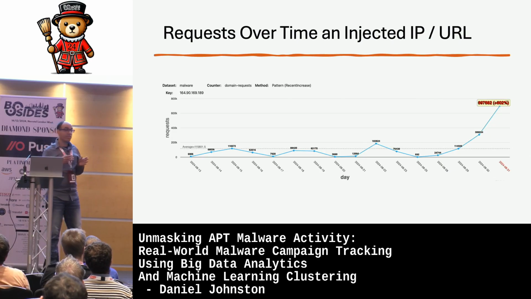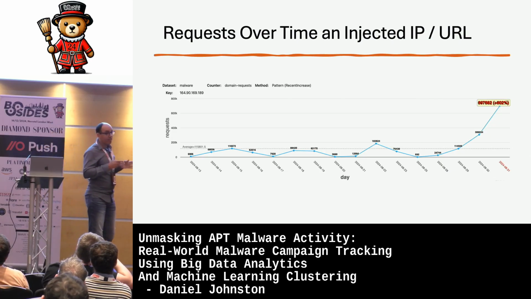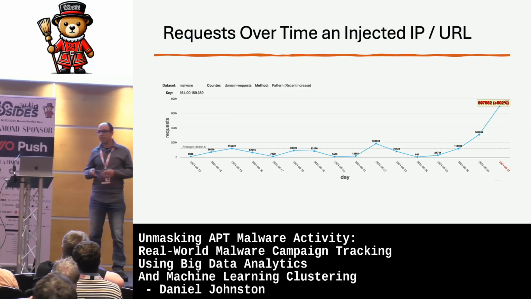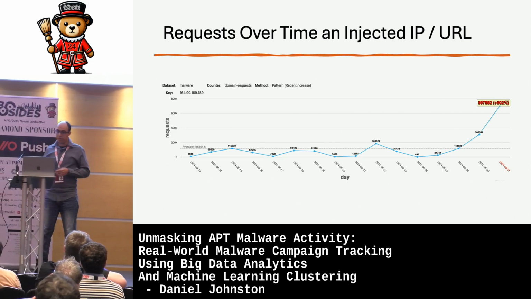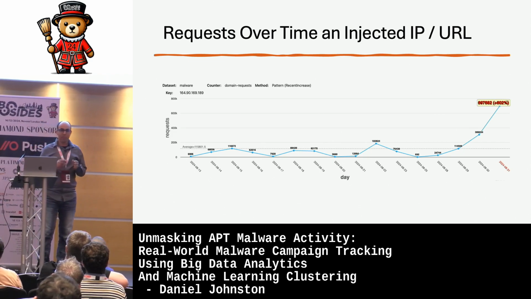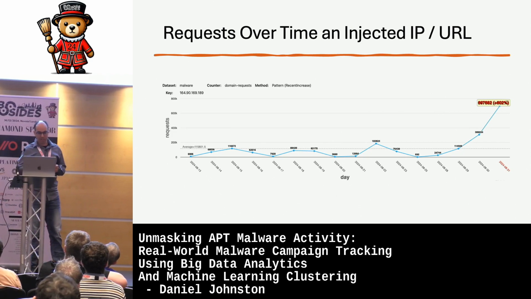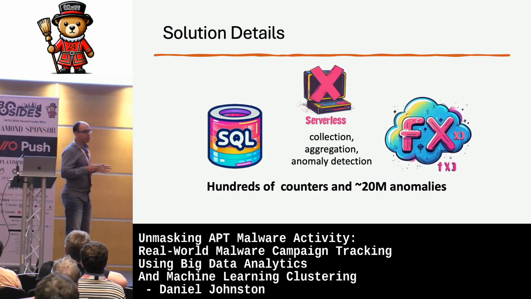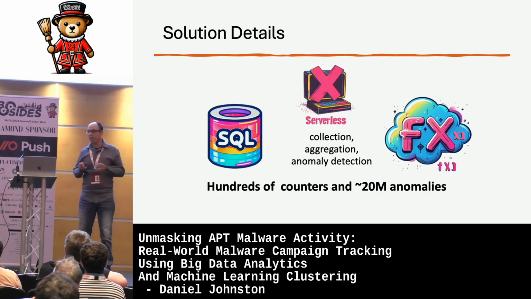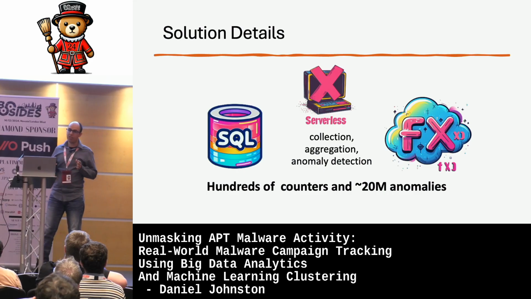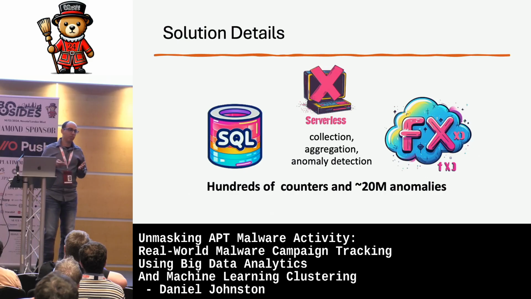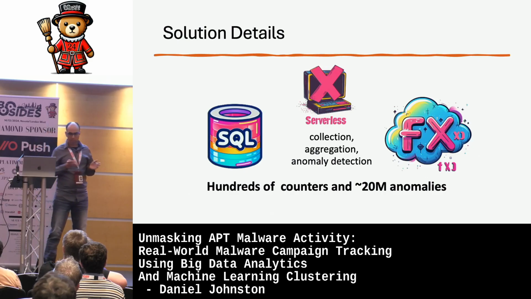And the anomaly detection system helps us to find the interesting campaigns, interesting valuable insights inside our data, not only for malwares. So let's talk about how we find such anomalies. We have a solution which is completely serverless. We used a managed query engine and managed cloud function to do collection, aggregation, and anomaly detection on our data.